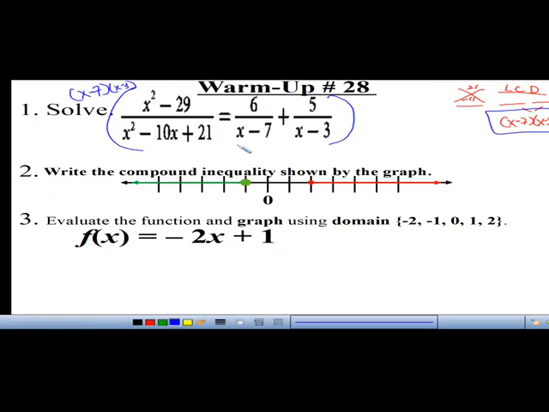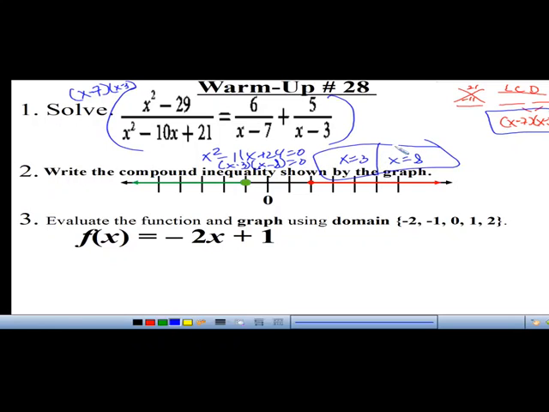Afterwards, after you simplify, you're going to end up with x squared minus 11x plus 24 equal to 0. Factor that out. You end up with x minus 3, x minus 8, all that equal to 0. When you solve, you get x equals 3, x equals 8. Hands if you got that.